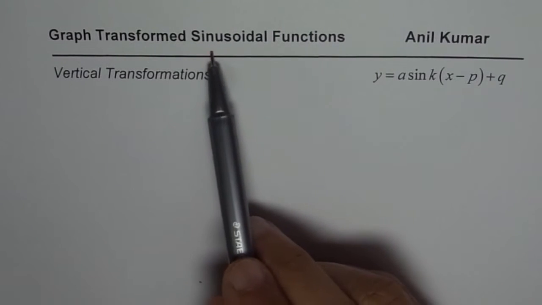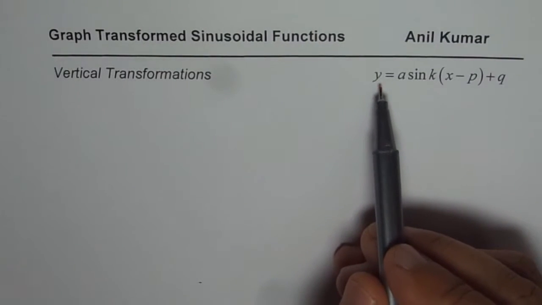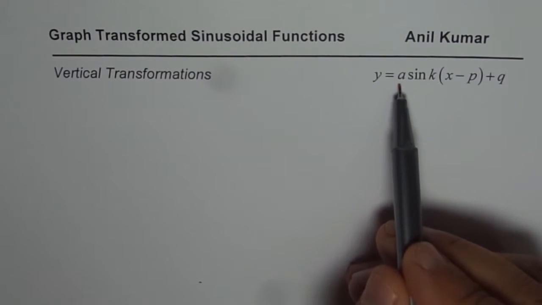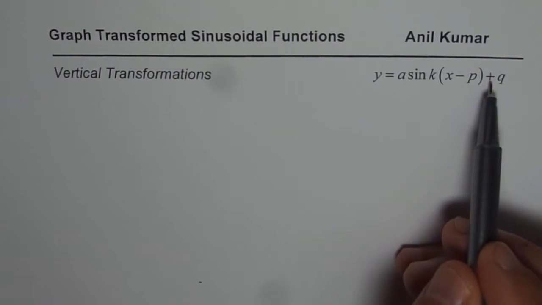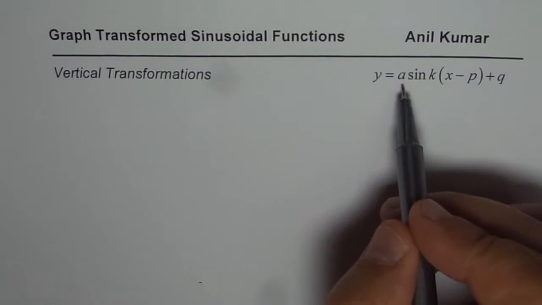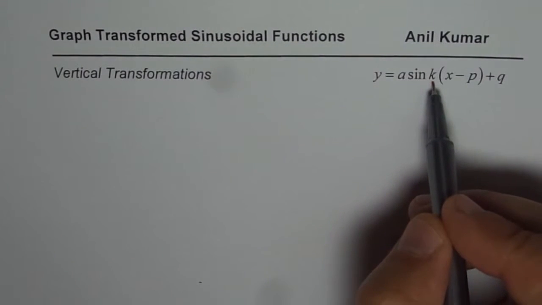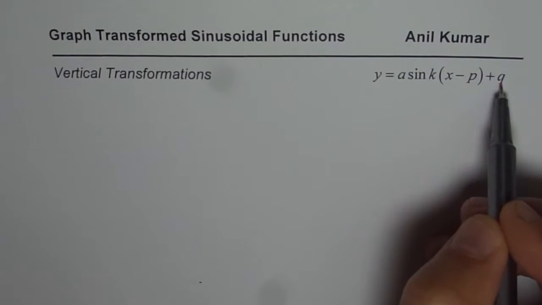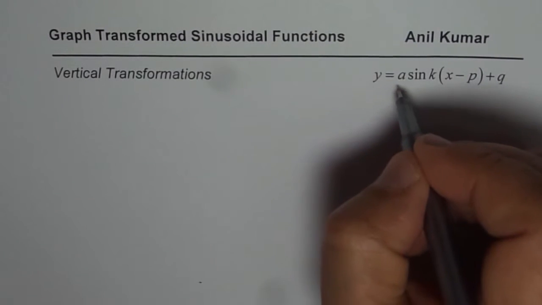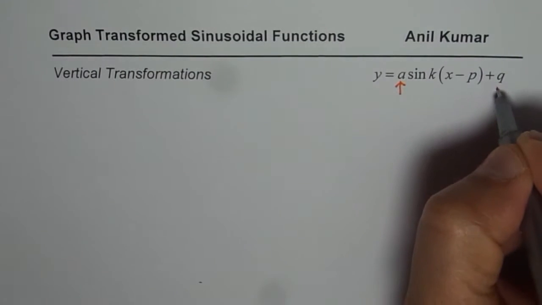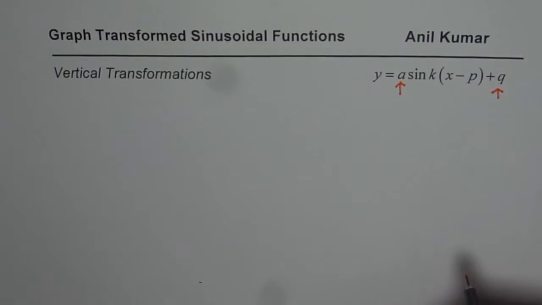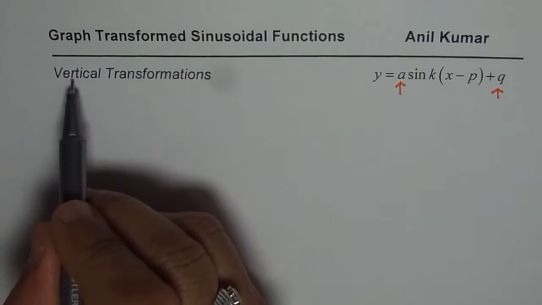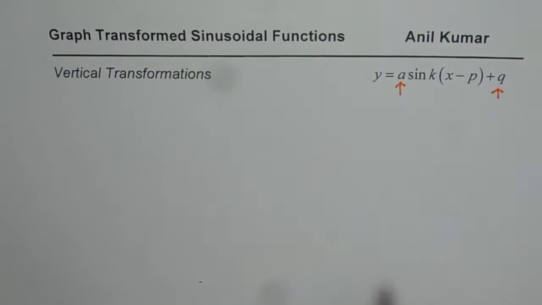Normally, when we say transformed sinusoidal function, we write the equation in the form y equals a times sine of k x minus p, plus q, where a is the amplitude, k is the number of waves in one cycle of 2 pi if you're doing radians, or 360 degrees. P is the phase shift and Q is the vertical translation. In this particular video, we'll concentrate on the amplitude and the vertical translation. These will give you vertical transformations for any sinusoidal function, right?